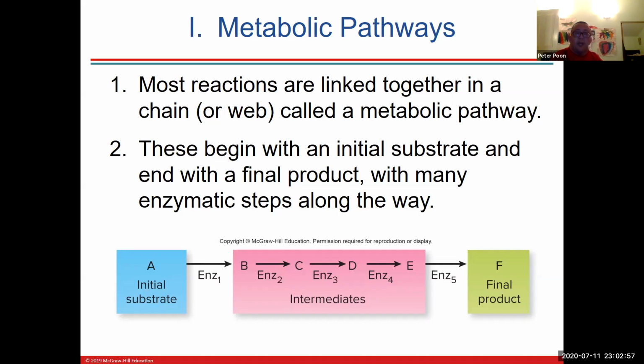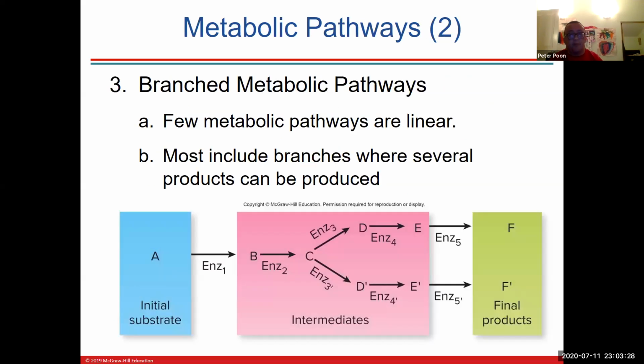Enzymes usually don't work by themselves. They usually work in long pathways called metabolic pathways. They begin with an initial substrate, which in this model is the blue thing, and then you have enzyme one, and then a whole bunch of intermediates, so 1 through like 10 or something, to get to the final product. An enzyme works at every step. Sometimes the pathways are branched.